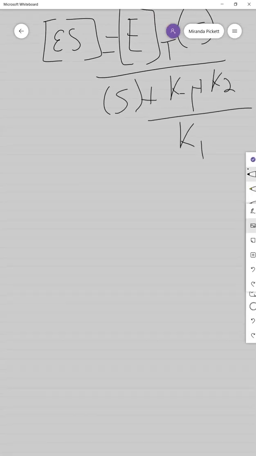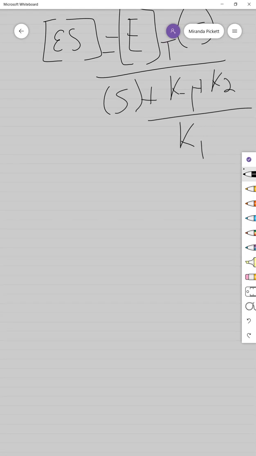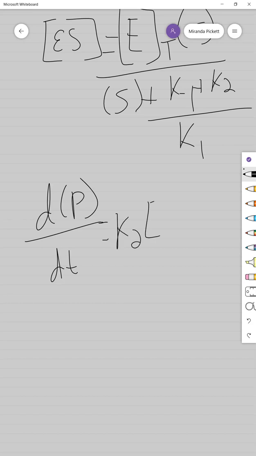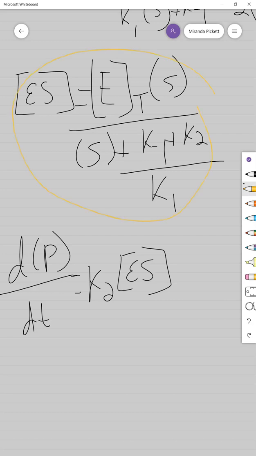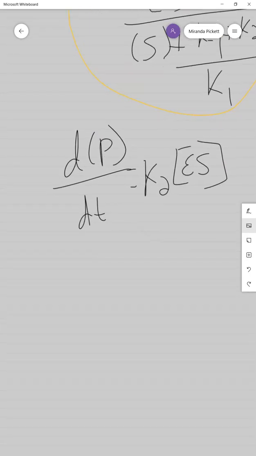Because now we have to determine the instantaneous rate of change for the product. And that's going to be equal to dP over dt equals K2 times ES. And remember I said that's going to be important, because now we can plug in that equation that we did, which I'll circle in another color right here, into our new problem, which is down here.